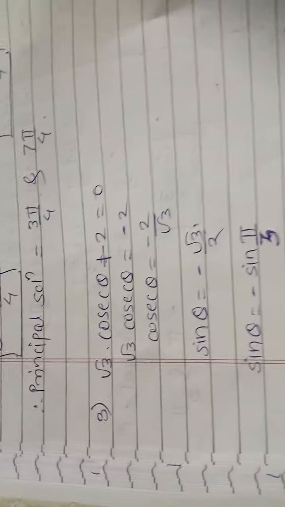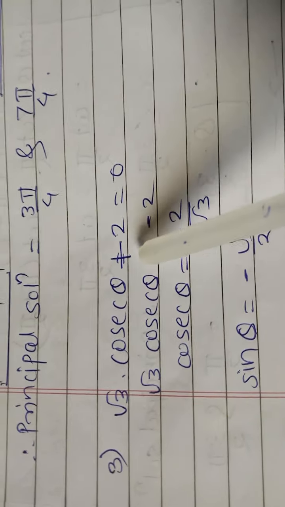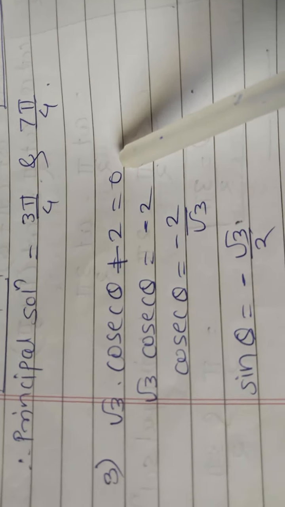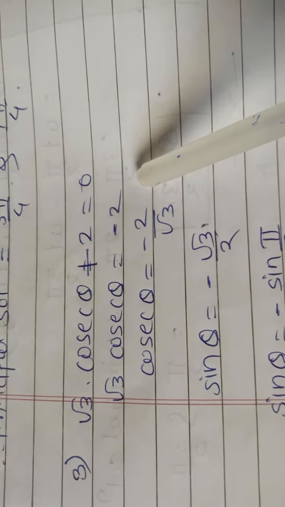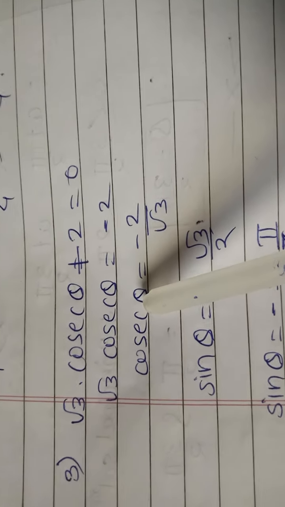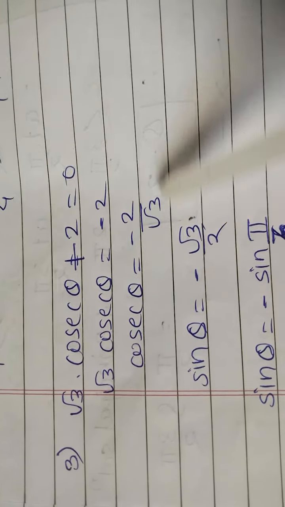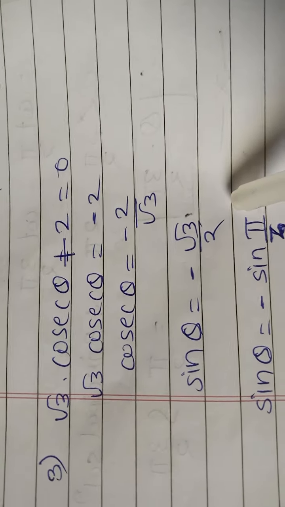Now the third example, so it's quite different. That is root 3 cosec theta plus 2 is equal to 0. Now we move this 2 to the other side, so we get root 3 cosec theta is equal to minus 2. So we get cosec theta is equal to minus 2 upon root 3. Taking the inverse of this, we get sin theta is equal to minus root 3 upon 2.